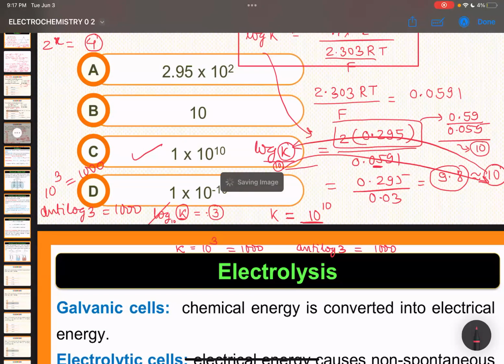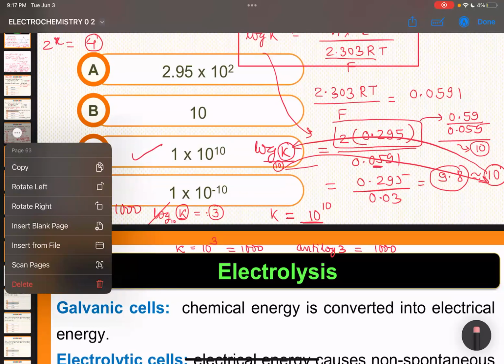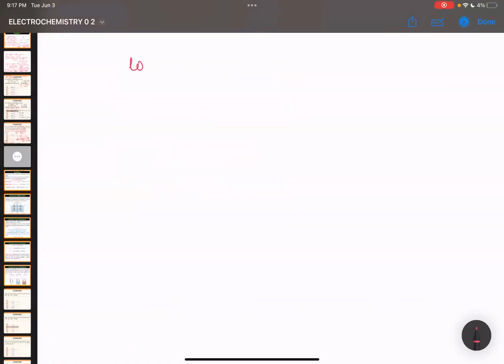So log, let's say, I will take one more example. Log K is 4. So what should be the value of K? If antilog is not given, you should take the base as 10, 10 to the power 4. K is equal to 10 to the power 4. This is 10,000 is the answer.